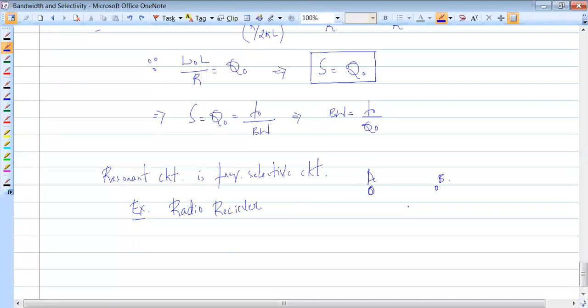Fine. Now suppose we have a radio receiver in hand, and if we have to tune it, would we be tuning it to one station or two stations at a time? Anybody? If we have a radio receiver, would we like to tune it to one particular station or multiple stations at a time? One station. One station. Which means that if we have Bhadravati station, right?